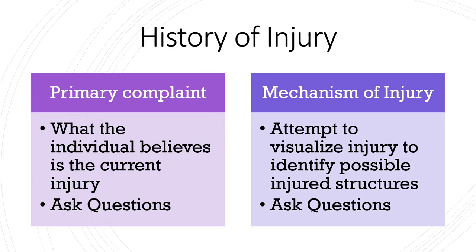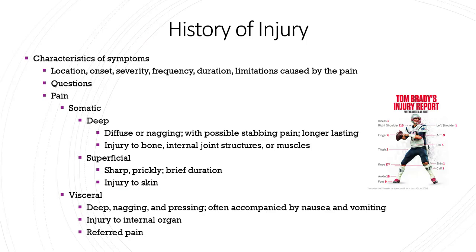How long has the injury been a problem? And have there been any recent changes in running surfaces, shoes, equipment, techniques, or conditioning modes? It is important to visualize how the injury occurred to help identify possible injured structures, which will help direct the objective evaluation process. Primary complaint must be explored in detail to help discover the evolution of symptoms, including the location, onset, severity, frequency, duration, and limitations caused by the pain or disability.